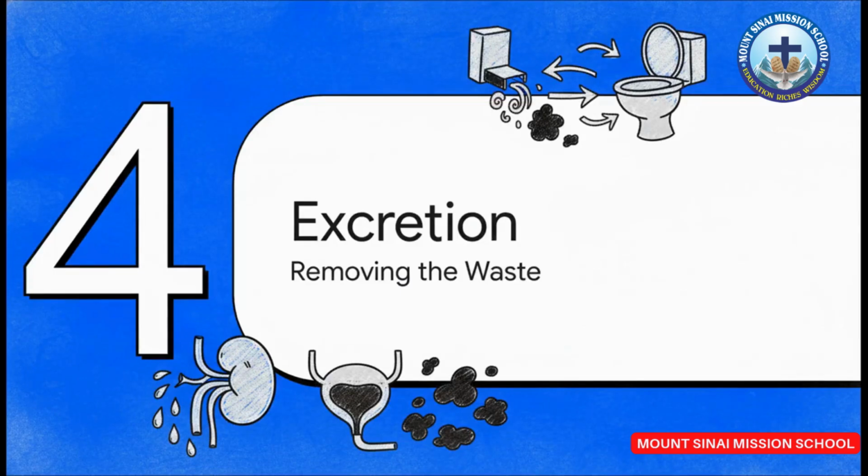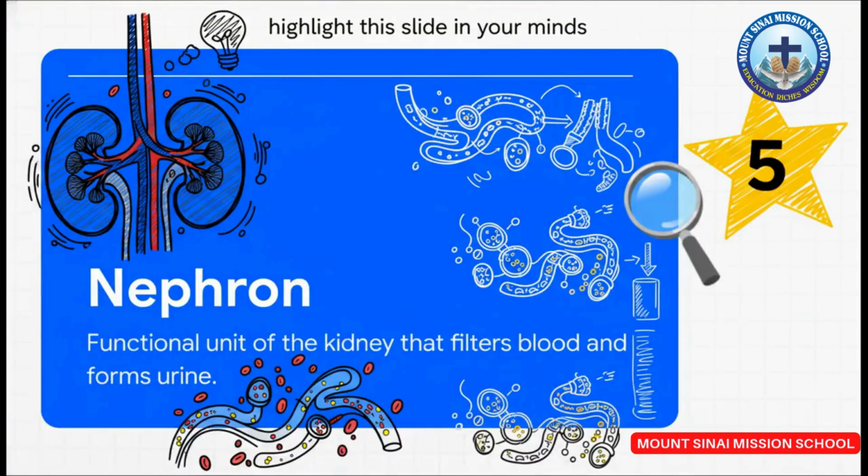Finally, we reach pillar number 4, excretion, removing the waste. So, we burn fuel, we've transported nutrients all over, but all of these metabolic processes leave behind toxic waste, and we absolutely must clean it up before it harms us.